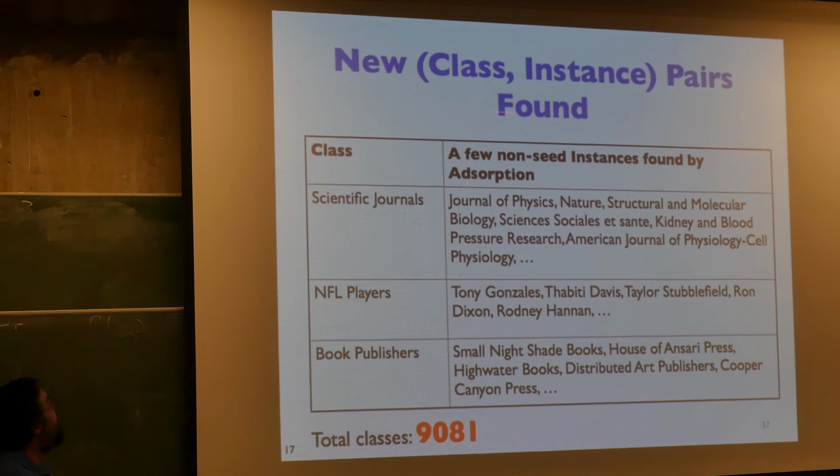And we end up with this sort of structure. So there's like 9,000 classes, and all the entities in the graph are either class name strings or table nodes or entities. And here are some of the non-seeds that were found. So these are scientific journals, these are NFL players, these are book publishers, and it knows what these things are. So that's kind of cool. Okay, so this is another kind of interesting application of this kind of label propagation.